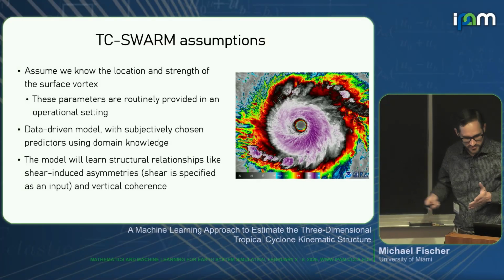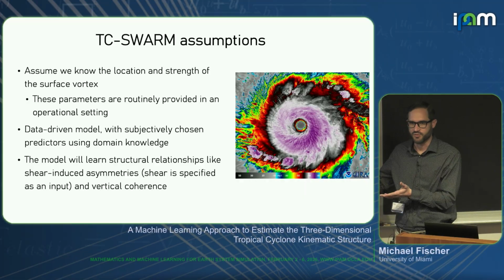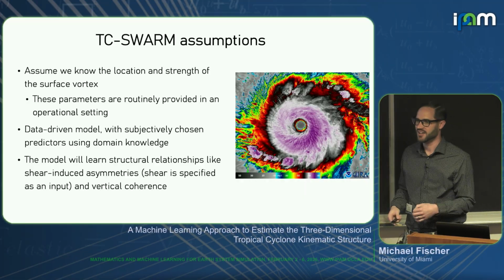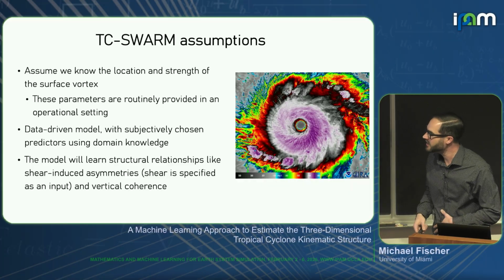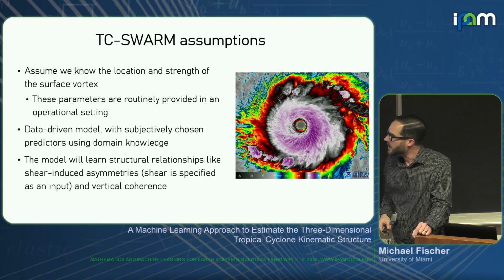So this model, there are various assumptions that go in. I'm assuming that we know the strength of the vortex. That's one of the inputs, best track intensity. I'm assuming we know where the center of the storm is. Again, these are both available in a real-time setting for various official forecast agencies for storms around the world.